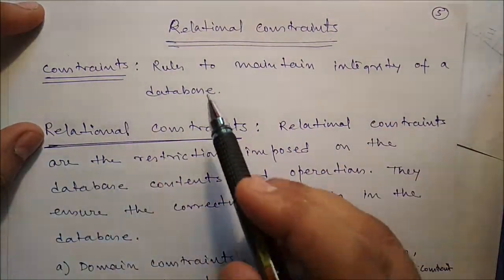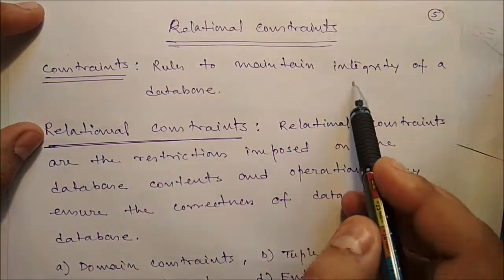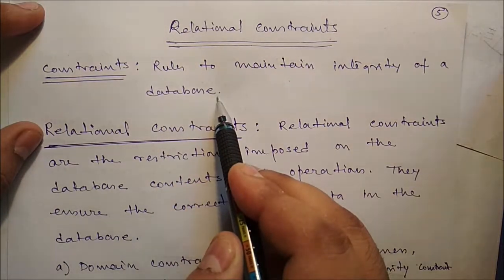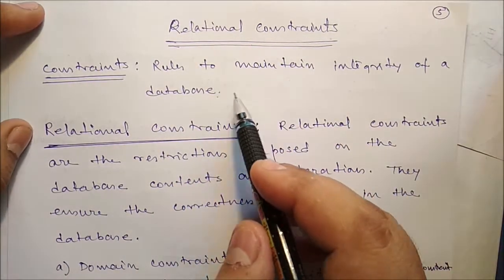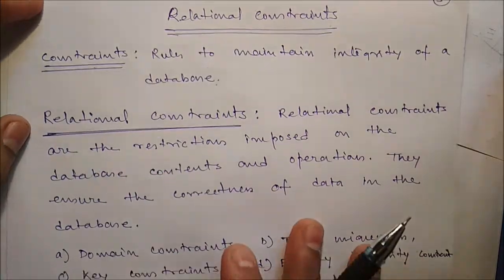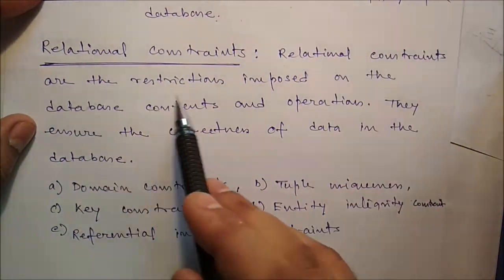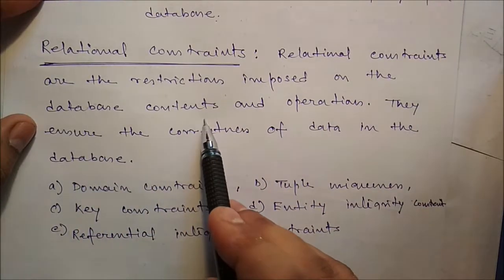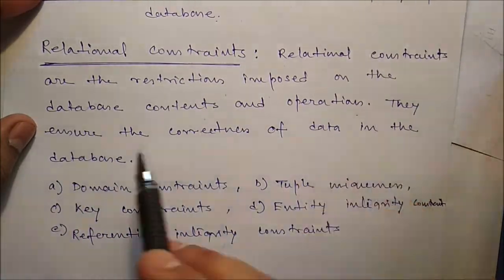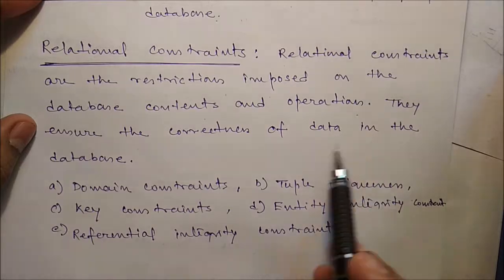In this video we'll talk about relational constraint. Now what is constraint? Rules to maintain the integrity of the database. To maintain the integrity of the database we have to implement the constraint. And what is relational constraint? Relational constraints are the restrictions imposed on the database contents and operations. They ensure the correctness of the data in the database.